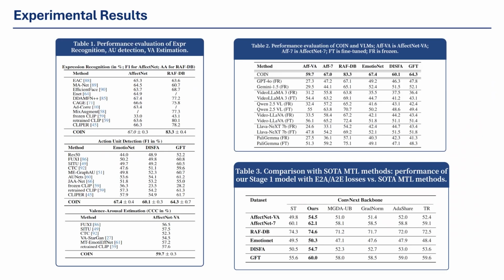Crucially, in Table 3, we compared our Stage 1 strategy against standard multitask learning methods like MGDA-UB and GradNorm. Our proposed E2A and A2E losses consistently outperform these complex gradient balancing techniques. This proves that solving the disjoint annotation problem via cognitive mining is more effective than just balancing gradients. COIN significantly outperforms these generalist models on fine-grained affective tasks.